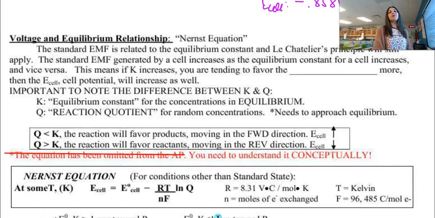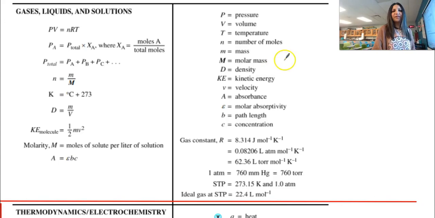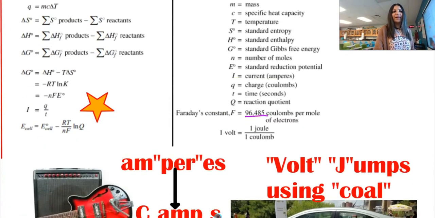All right, voltage and equilibrium in the Nernst equation. Okay, so the Nernst equation, they took off the equation sheet and then they put it back on. So let me show you where the Nernst equation is. If we take a look down on the bottom here, here it is. It's E cell, the cell's voltage, is equal to E cell standard condition, so if you already know what the standard conditions are, minus R times our temperature, Kelvin, moles, Faraday's constant, and then ln of Q. Now, Q we know is random concentration. So anytime that you have random concentrations, you're going to end up using Q.